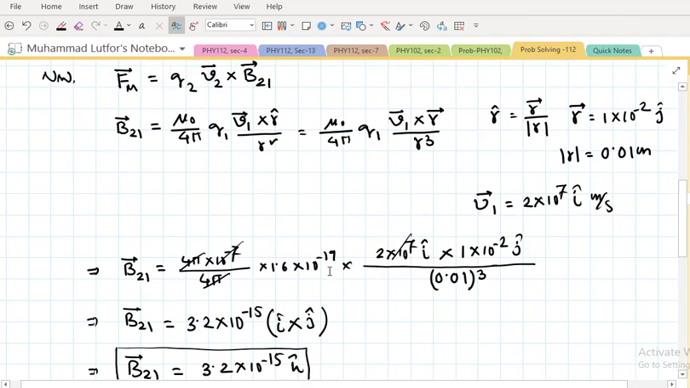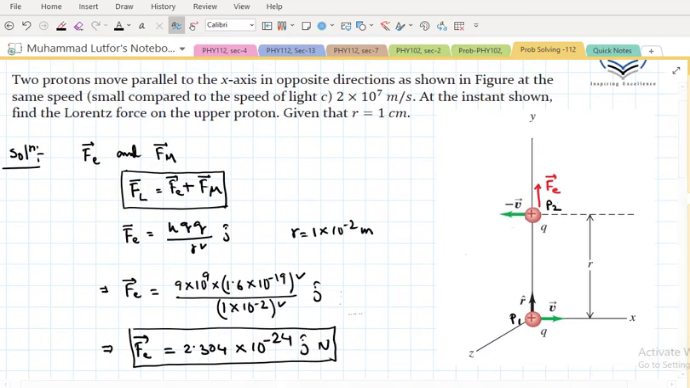So that's when I can draw this magnetic field. I'm using a different color for this magnetic field, which would be towards the positive k direction. This is actually the direction of the magnetic field B21, which is towards the z direction. You can also use the right hand rule to find out the direction of this magnetic field, right?